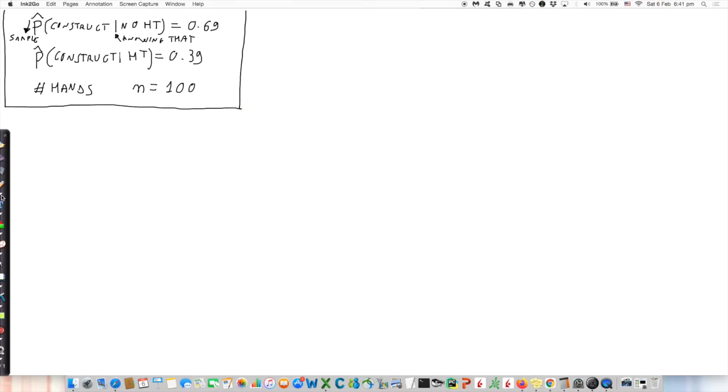Now, what is the point here? As I said, this number is not the real one, because if I draw another sample of 100 hands, I will probably get a different number, maybe 72, maybe 65. So what we want to know is actually the real probability of making construct, knowing that there is no hand trap. And I also want to know the real probability of making construct, knowing that opponent is playing hand trap.